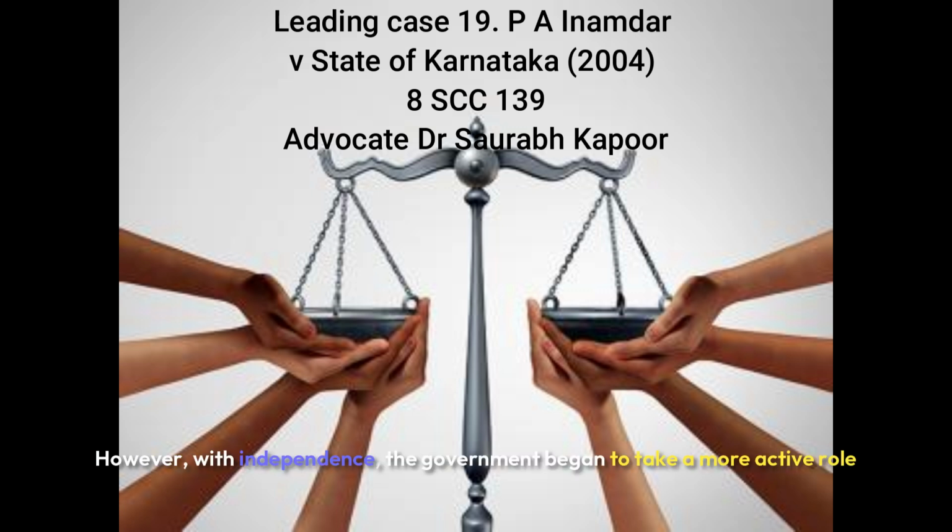However, with independence, the government began to take a more active role in regulating education, and private institutions began to resist government interference. In the 1950s and 1960s, the government introduced a series of laws aimed at regulating education, including the University Grants Commission Act and the All India Council for Technical Education Act.